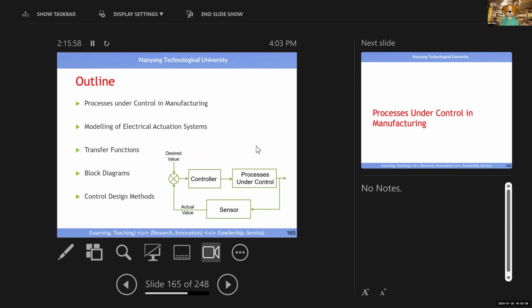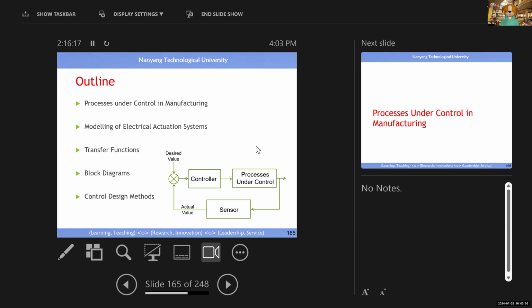And in order to save time, I will just quickly give you an overview of the process, because just now we have already gone through the process on control in manufacturing. Then we spend a little bit of time on the modeling of the electric actuation system. Okay, this is just for you to know.